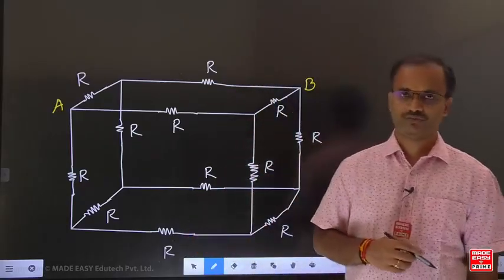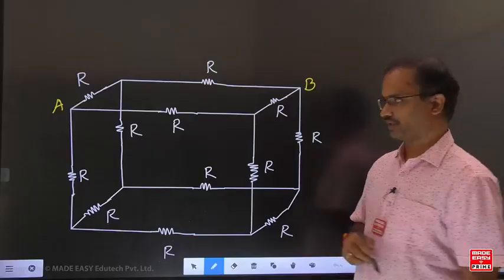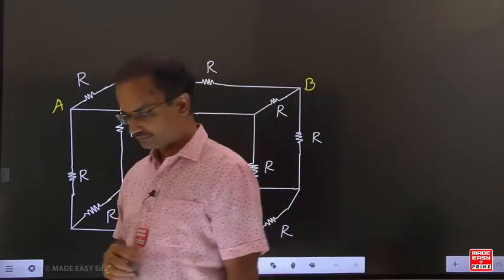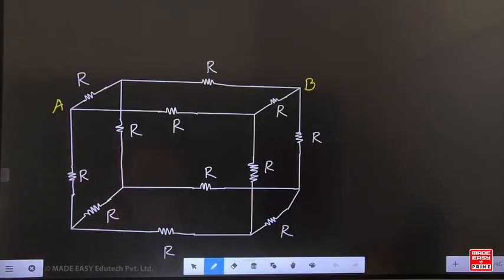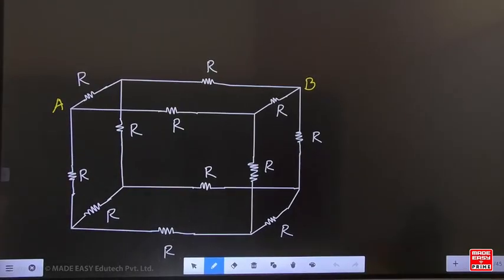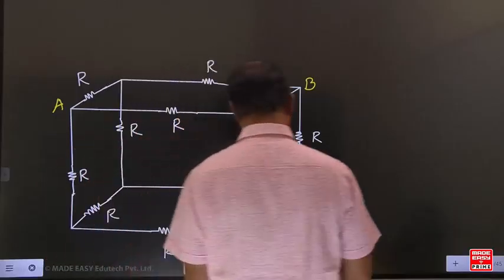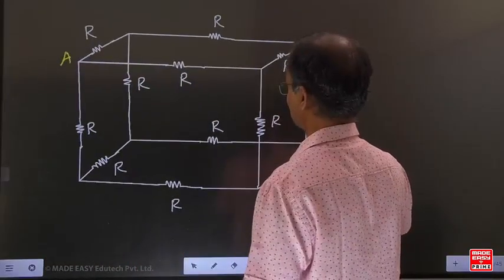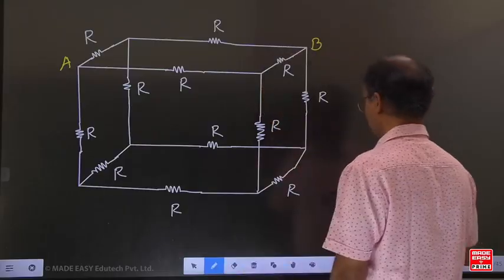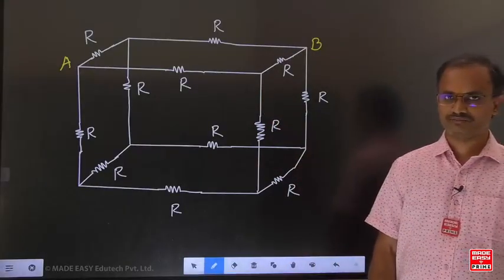Read this question. Find equivalent resistance. Find equivalent resistance with respect to A and B.